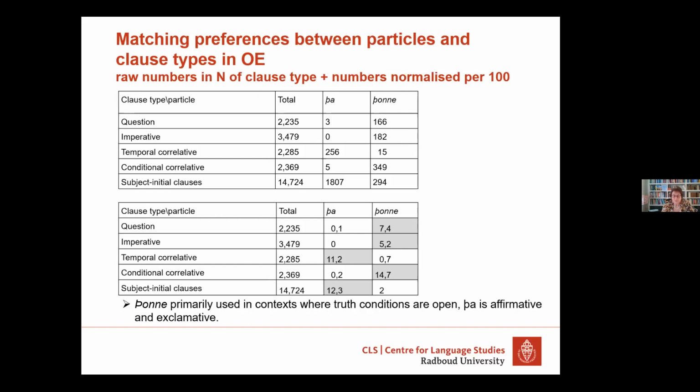So thona occurs in questions, imperatives, and conditional correlatives, and tha occurs quite often in temporal correlatives as a temporal adverb, and in subject initial clauses. So there's a clear semantic difference between these two particles. Thona occurs primarily in contexts where truth conditions are open, and tha is affirmative and also exclamative. I've left the exclamatives out of this table, not to muddle it too much, but that indicates the same.